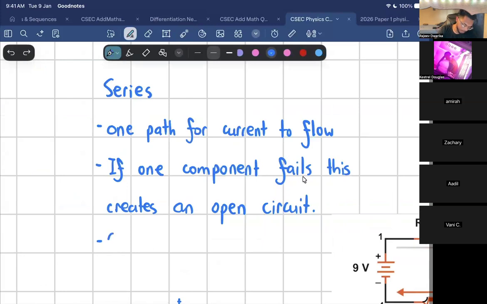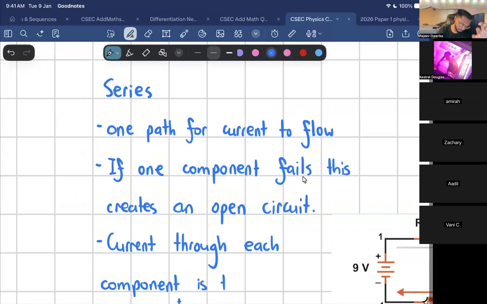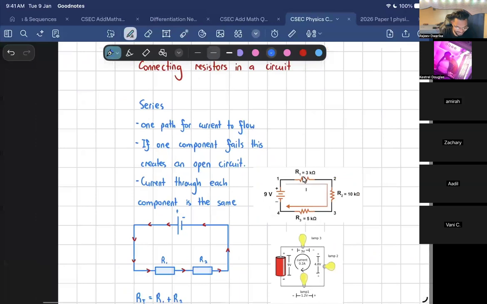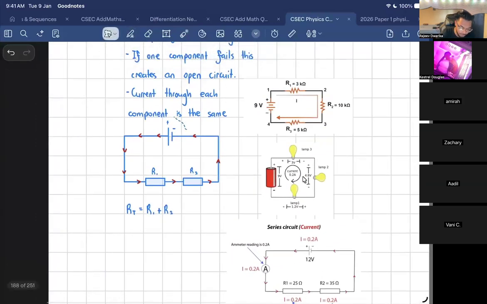Anybody want to tell me? Guys, current is the same. Right. The current is the same because it only has one route for the current to pass through. Yes, that is it. Thank you. It only has one route for it to pass through, so the current will be the same everywhere.